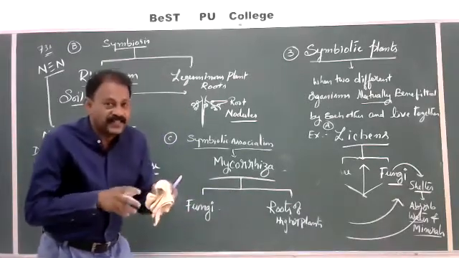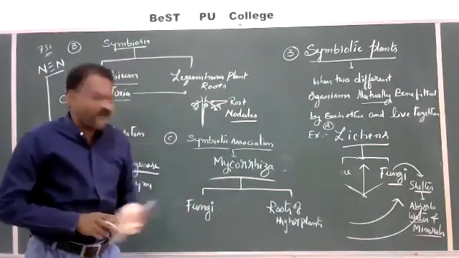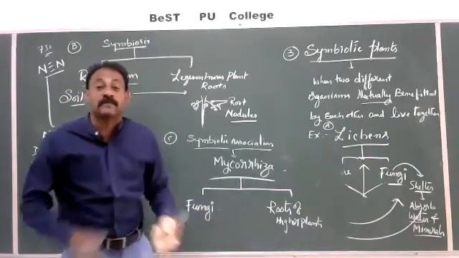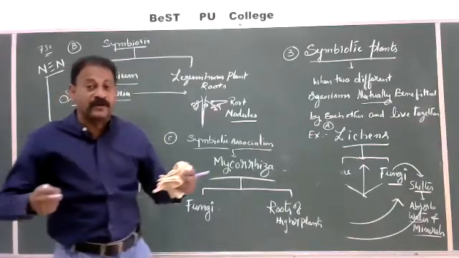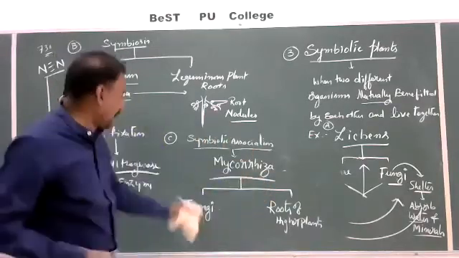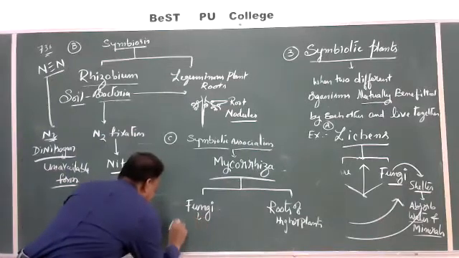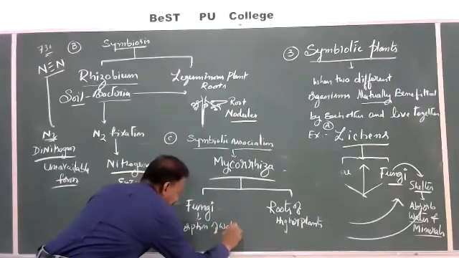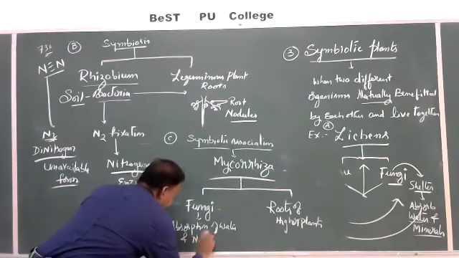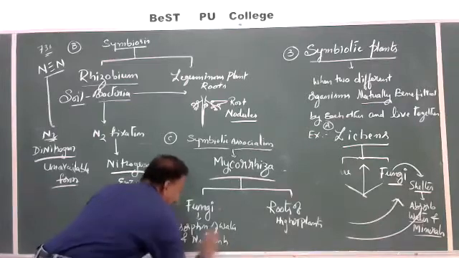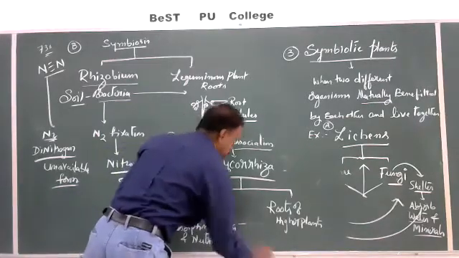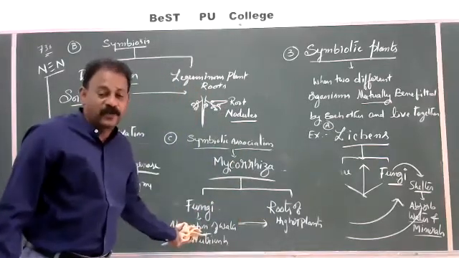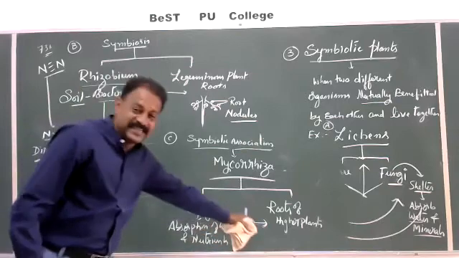So, in the roots of higher plants, fungus enters, responsible for absorbing more water and mineral nutrients for the plant. So the fungus absorbs water and nutrients, and supplies them to the plant. And the plant is able to provide food material to the growing fungus.